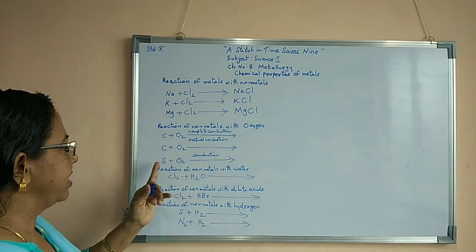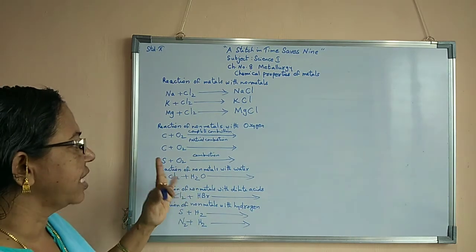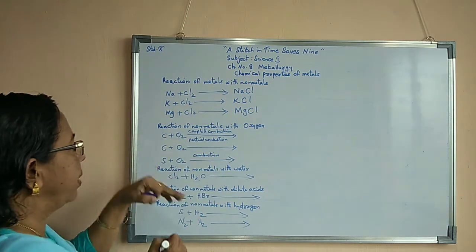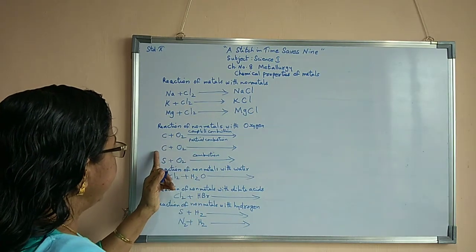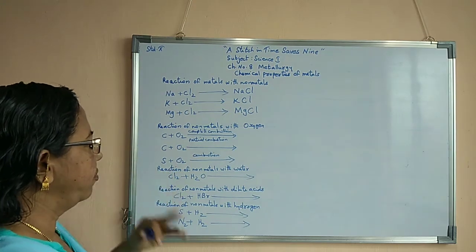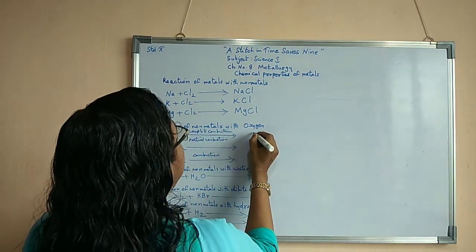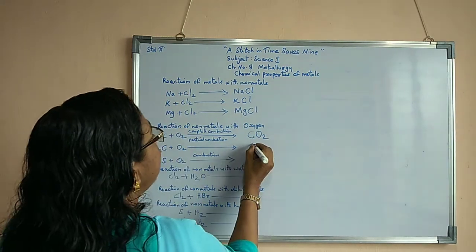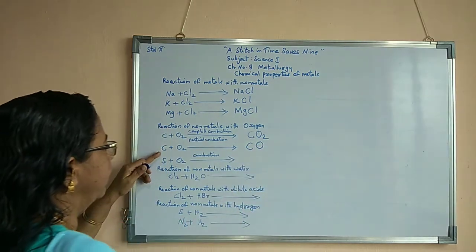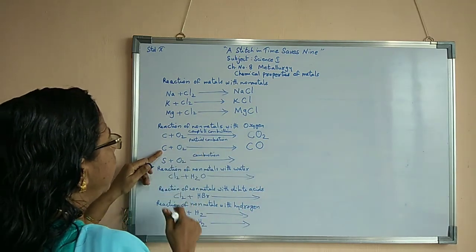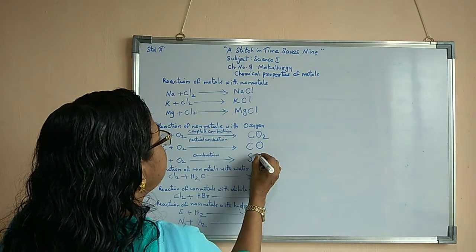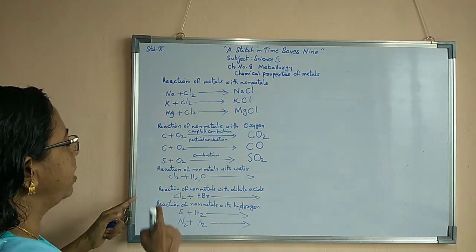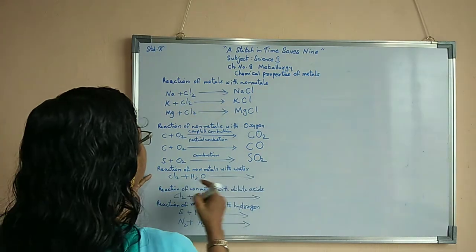What is forming, that we'll study. Here now combustion, just burning of sulfur in oxygen. What is forming we'll see. So when carbon burns, carbon reacts with oxygen. Here carbon reacts with oxygen. Here sulfur reacts with oxygen. As a result, which compounds are forming we will study. Here carbon dioxide will form. Here carbon monoxide will form. CO means carbon monoxide, as a result of partial combustion. Sulfur reacts with oxygen, sulfur dioxide will form.